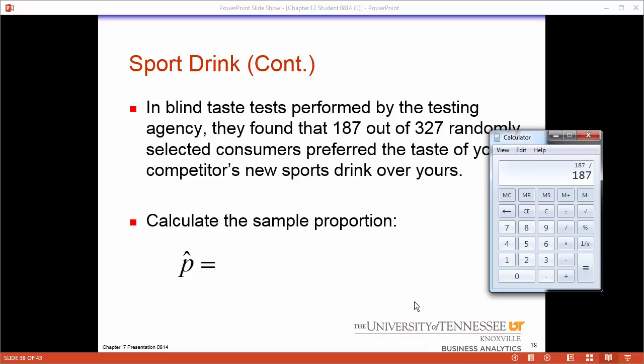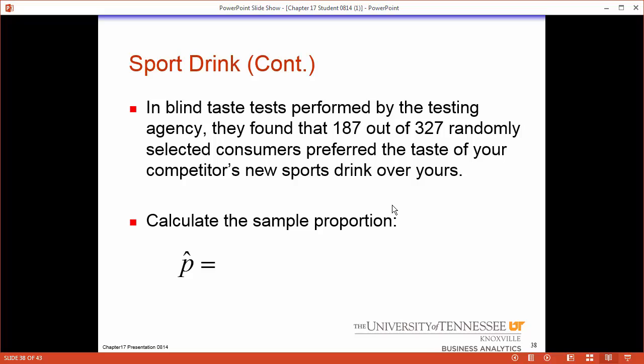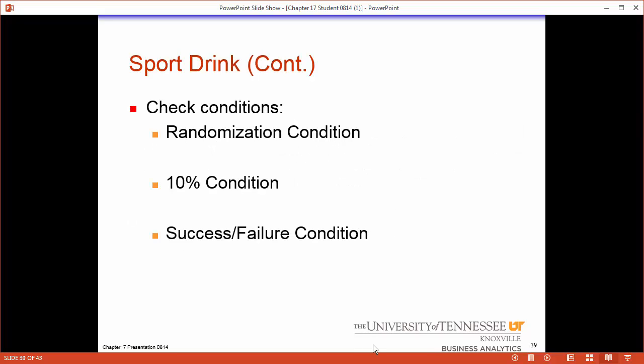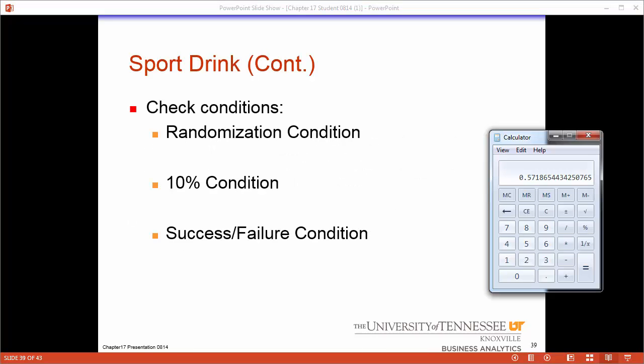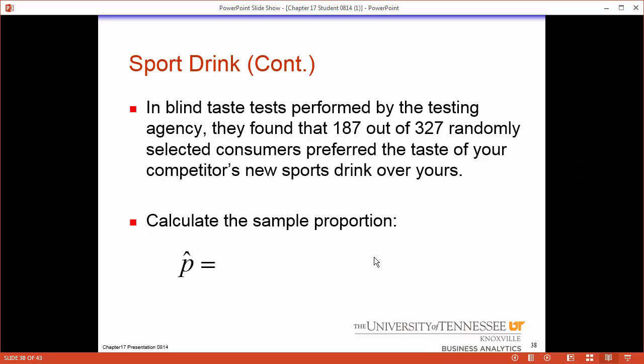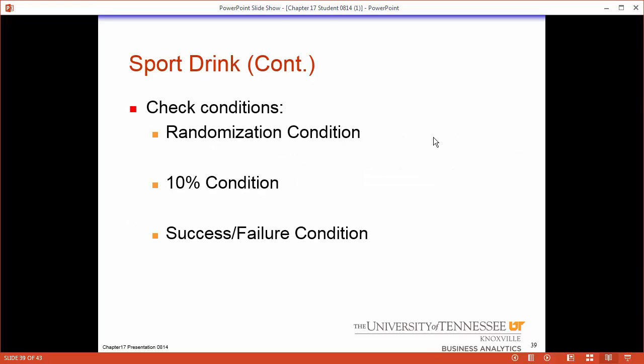And they like the competitor, so this is not good for us. This is 57%. I'm going to copy it right here. So the sample proportion is around 57%. There it is right there, 57.18. And I got that from the number of people who said they liked it, which is X over N, the number of people we sampled.